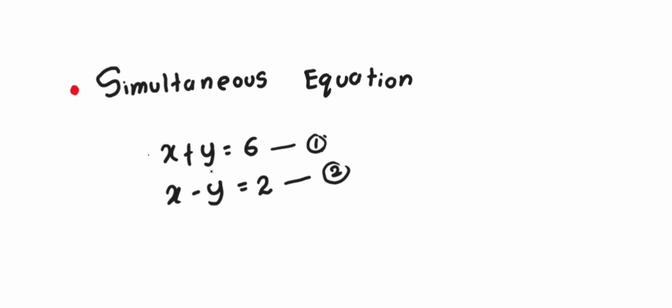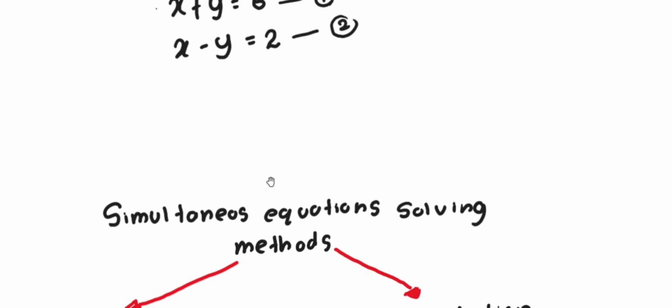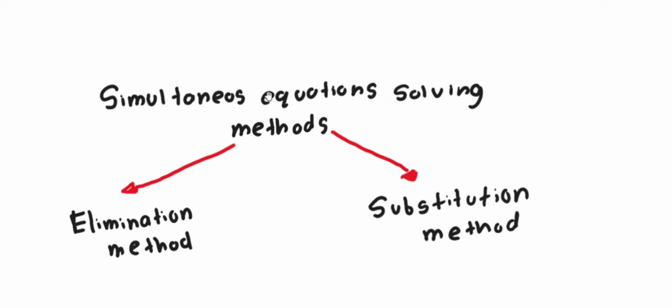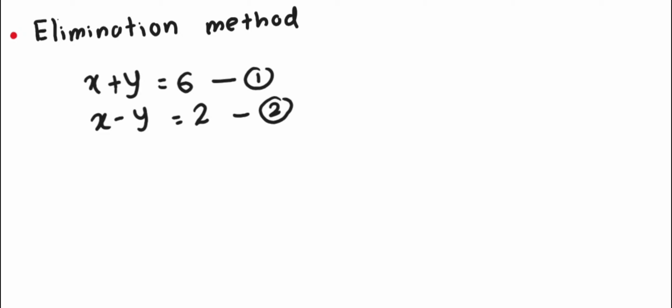There are two different ways to solve simultaneous equations. The first one is the elimination method and the second one is the substitution method. In this video, we are going to talk about the elimination method. This is the commonly used method to solve simultaneous equations. So let's learn what the elimination method is.